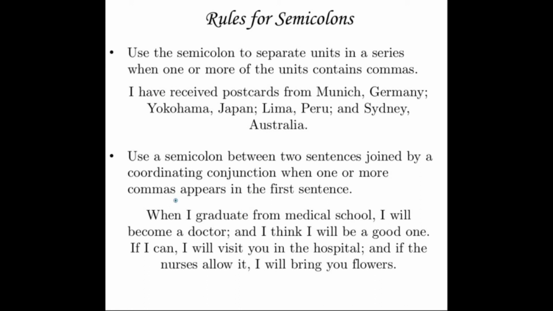Use the semicolon to separate units in a series or a list when one or more of the units contains commas. I have received postcards from Munich, Germany; Yokohama, Japan; Lima, Peru; and Sydney, Australia. In this case, because we're talking about cities within countries, we have a comma after the city and before the country. You have to do that. It's one of the rules of commas. So because we've got a comma inside an item on the list, we use semicolons to separate the items on the list.